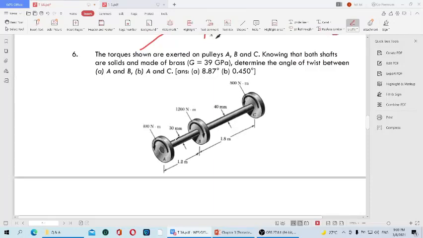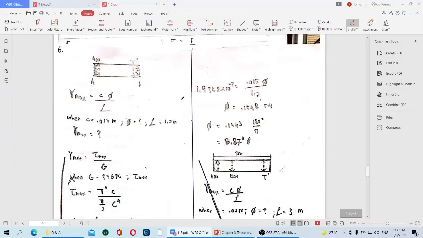So, being stated that this shaft in here was solid, the questioner wants to ask us about the angle of twist between shaft AB and A to C. So let's go to the problem solving. First things first, like usual, you need to draw the FBD.